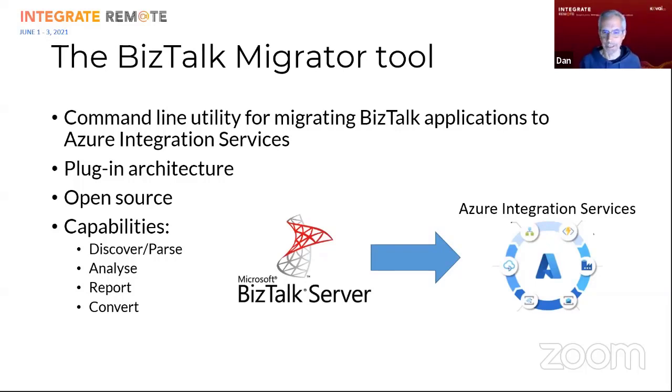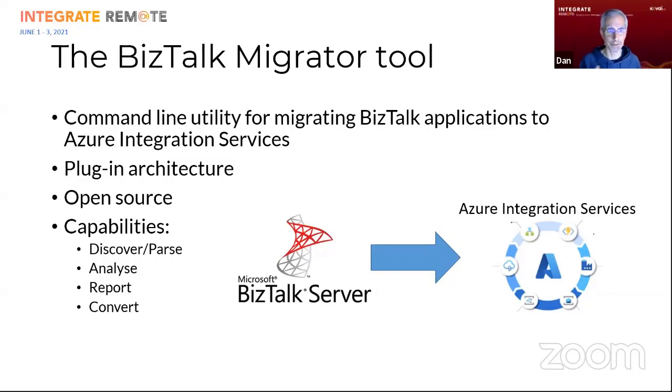So what it is, is a command line utility. You point it at your BizTalk MSI file, and it will go through and parse that file, discover all the artifacts in it, analyze them, identify the integration patterns, and then produce a nice HTML report that tells you what it found and what it thinks it can do to reproduce that capability in Azure for you.